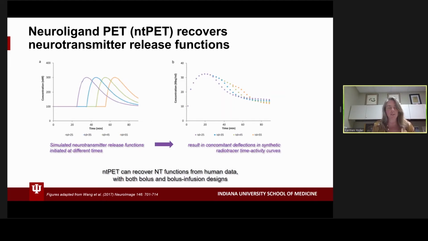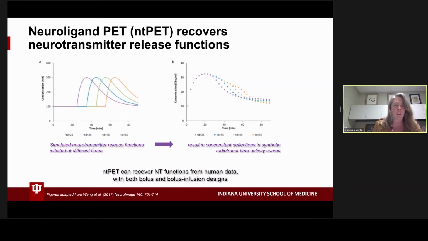So what NT-PET allows us to do is recover temporal information and information about the shape of the neurotransmitter release function. And this is just illustrated with simulated data here. On the left, we have simulated neurotransmitter release curves, which then will result in deflection of the time activity curves as illustrated on the right. And so what NT-PET does, it takes information about the deflection of these curves and then uses it to back extrapolate, if you will, the original neurotransmitter function.